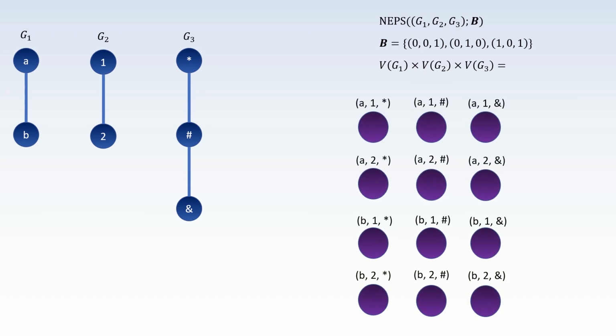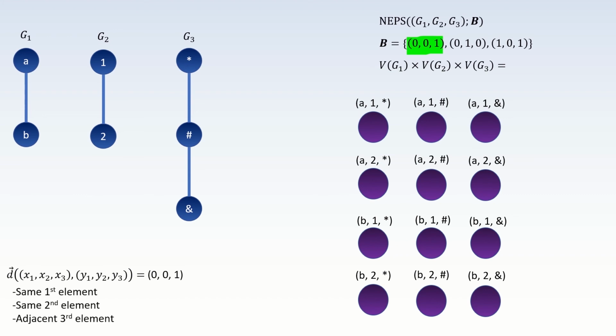Next, look for vertices with distance vectors that match some tuple in our basis, B, and connect these vertices to each other. To do this, let's examine each distance vector in our basis, starting with 001. What this distance vector really represents is when your two vertices have the same first element, or letter, same second element, or number, and adjacent third element, or special character, in their respective input graphs.